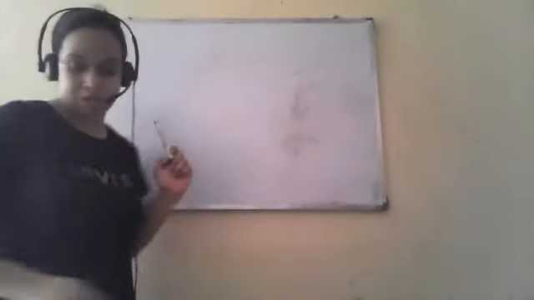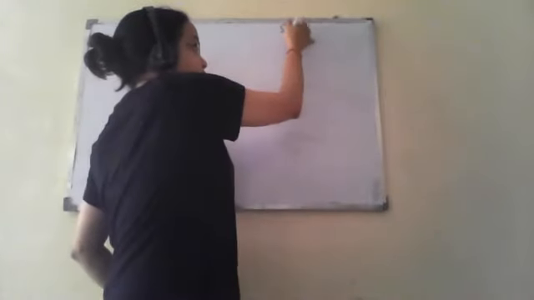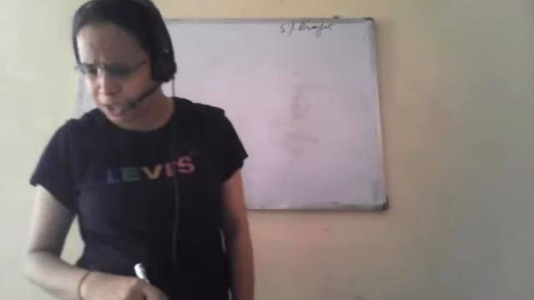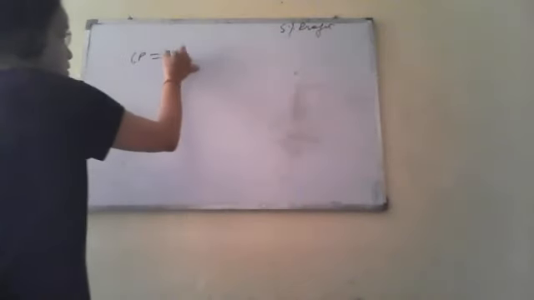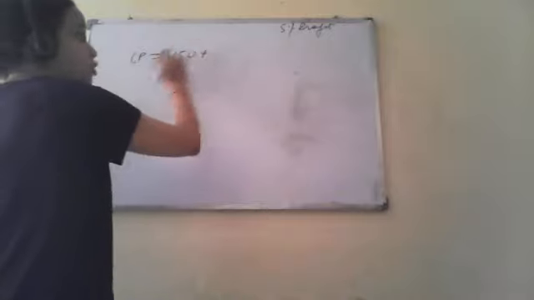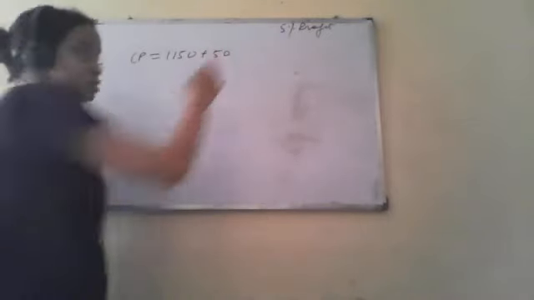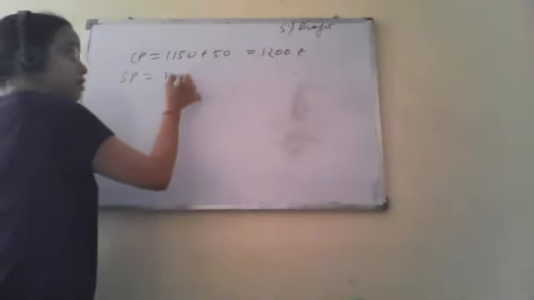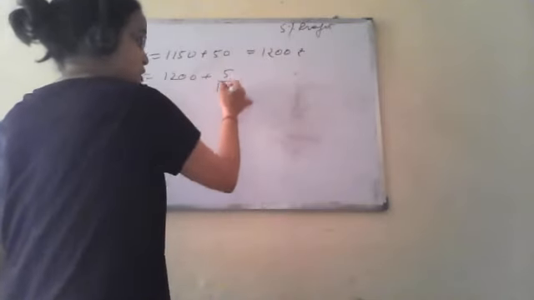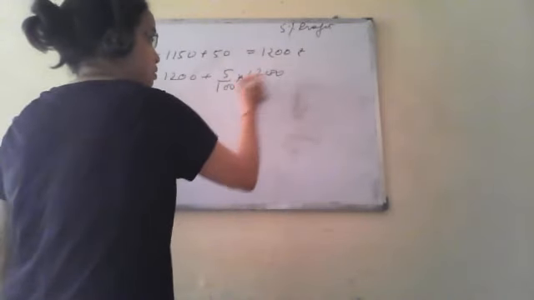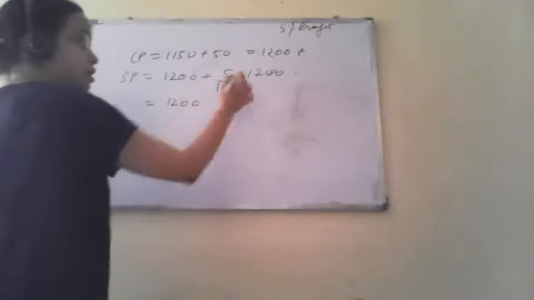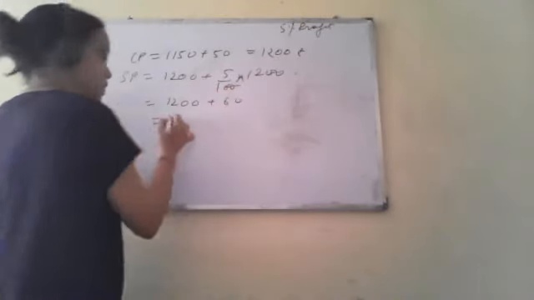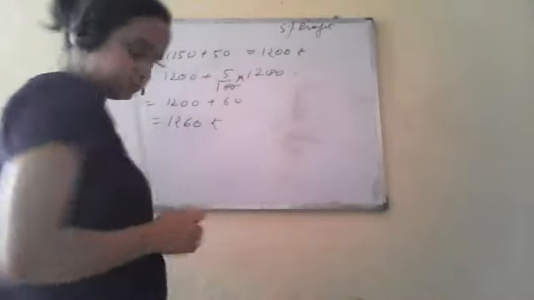Now the second part, profit percent is still 5%. The second part is a lawn mower bought at rupees 1150 with 50 as transportation charges. So CP would become 1150 plus 50; 50 is the overhead expenses. So total cost price comes out to be 1200. So selling price will be 1200 plus 5% on 1200. Here 12 into 5 is 60. So selling price will be 1260 rupees.